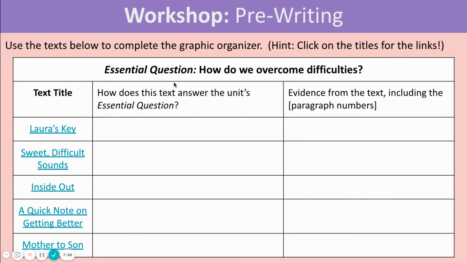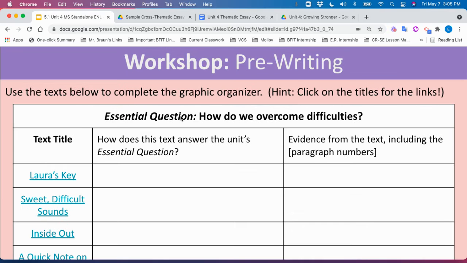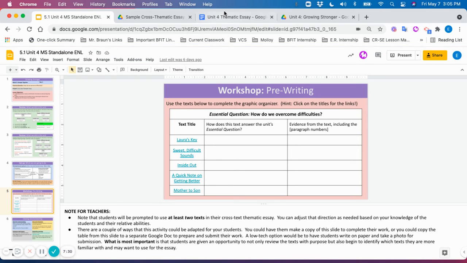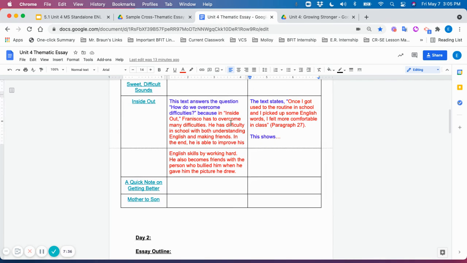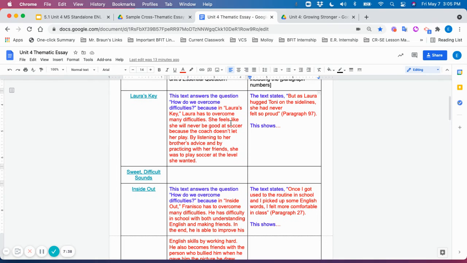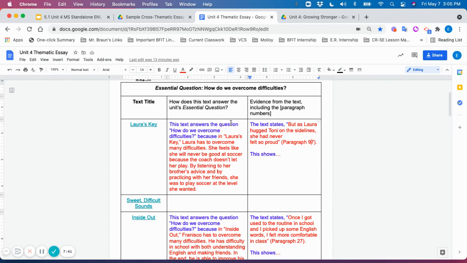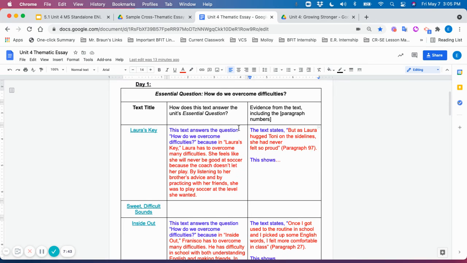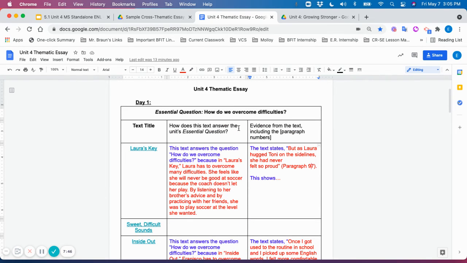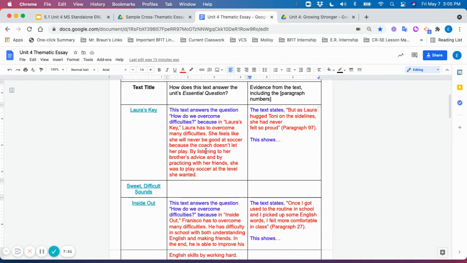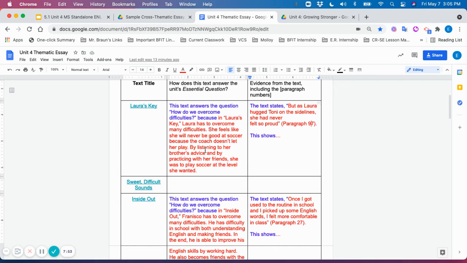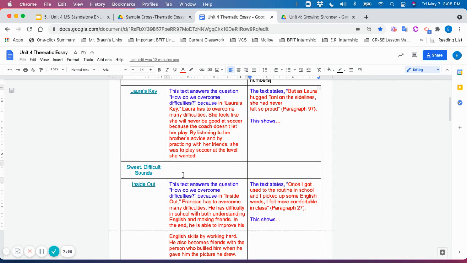Students are going to work on this graphic organizer, where they'll be getting the main ideas from the text that they want to use in their essay. And this is going to be the main part of today's lesson. It's important for the teacher to thoroughly explain this and to model it as much as possible. Depending on the level of the students, it may be necessary to include more or less model examples. But as you could see, included in this is sample answers to at least 2 of the texts, using both Laura's Key and Inside Out.